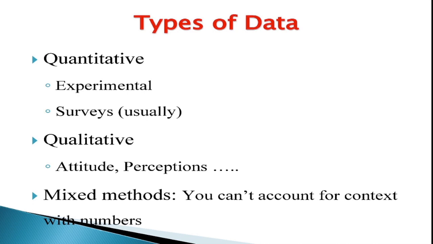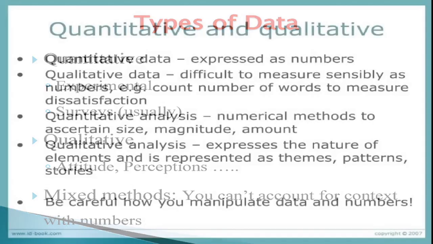Types of data. We have basically quantitative data and qualitative data. Quantitative data can be obtained with the help of experiments, surveys and secondary sources. Then qualitative data: attitudes, perceptions. These types of attitudes, perceptions and opinions are categorized under the head of qualitative data. Then we have mixed methods too. A standard questionnaire must have both quantitative as well as qualitative data.